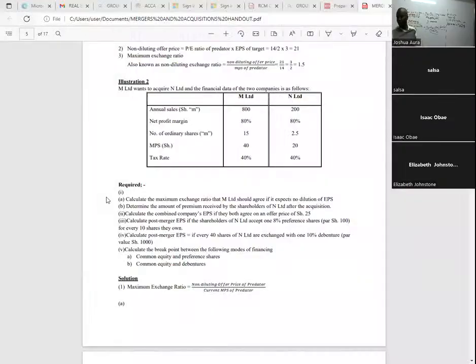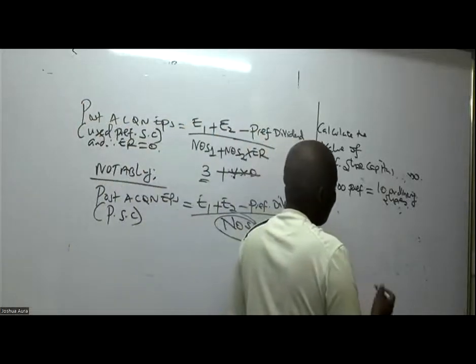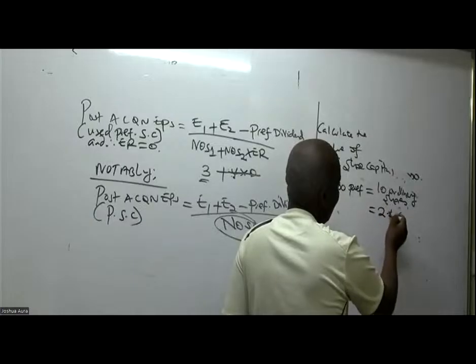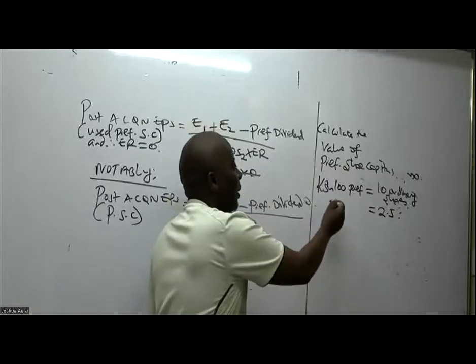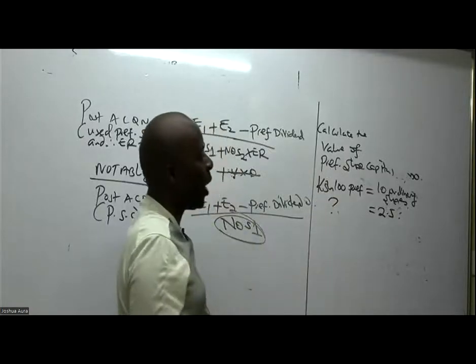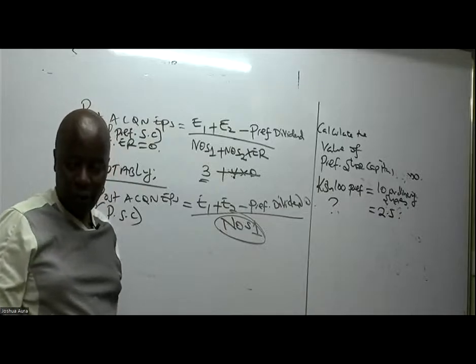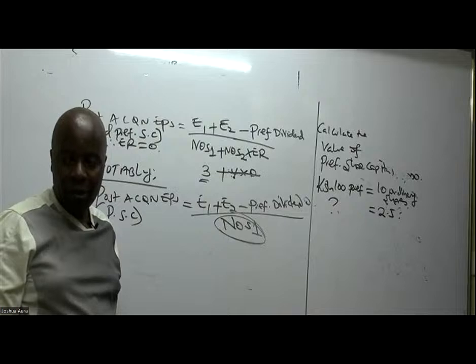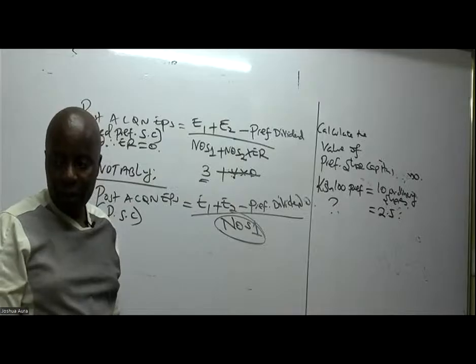If you look at this company very well, the number of ordinary shares it has is 2.5. It has 2.5 shares. They're in thousands or in millions, but I don't have to change them. So could you kindly tell me how much this will amount to in terms of preference share capital? PSC means preference share capital.